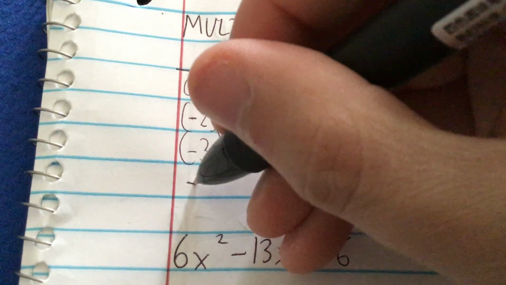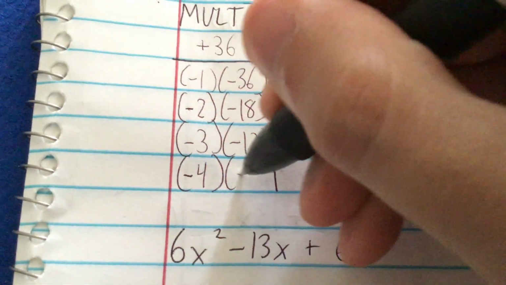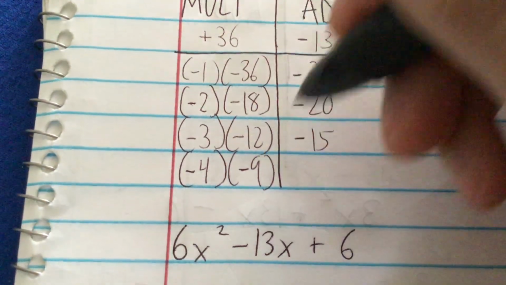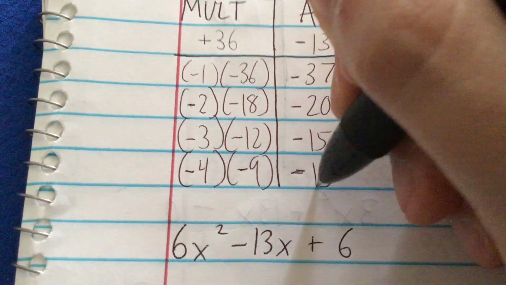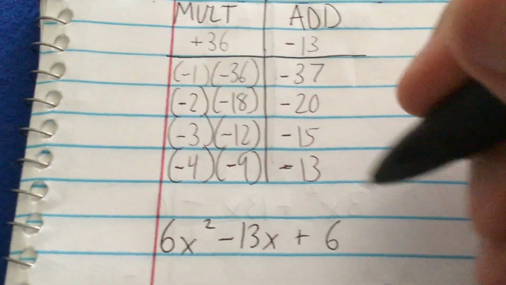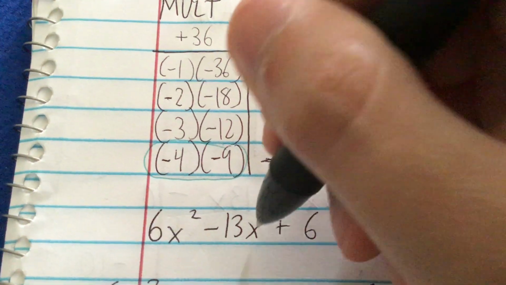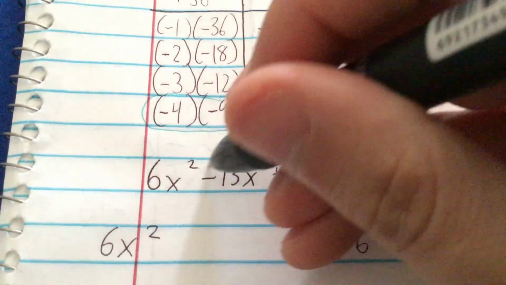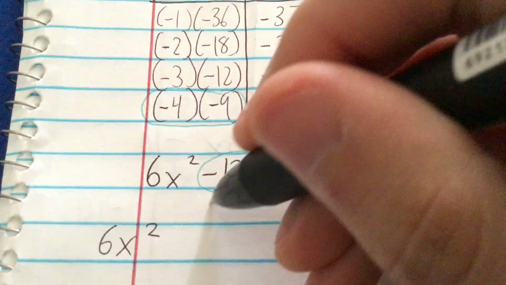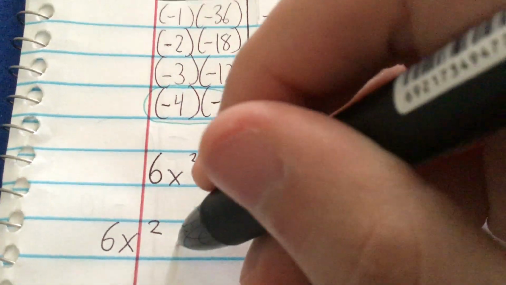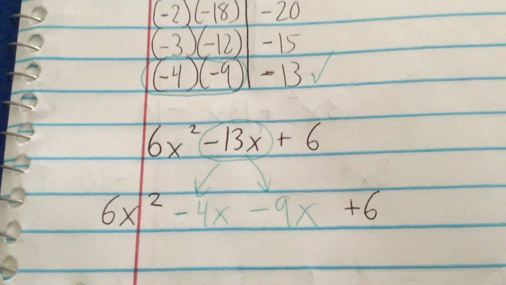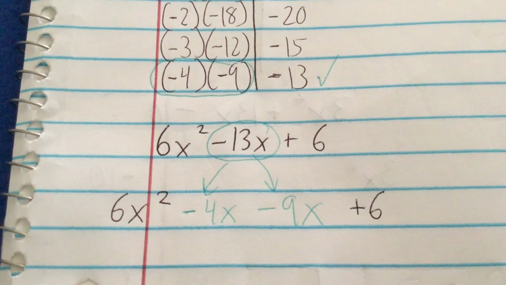Can we divide by 4? I believe so. Negative 4 times negative 9 is positive 36, but negative 4 plus negative 9 is negative 13. So there's our winning team. So I'm going to put a little check. And I'm going to circle that because that's going to help me to split this middle term. So I want to split 6x squared minus 13x plus 6 by taking a look at this negative 13x and splitting it into negative 4x and negative 9x. So now our four terms are 6x squared minus 4x minus 9x plus 6.